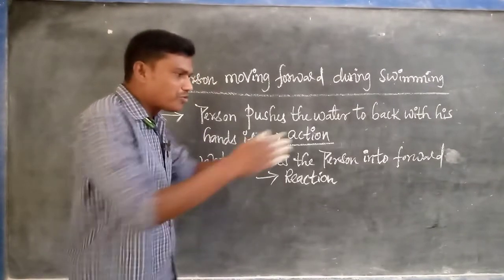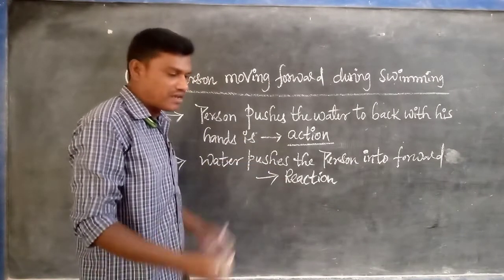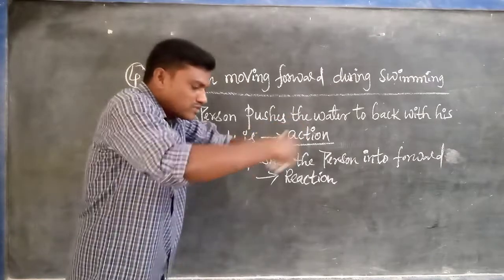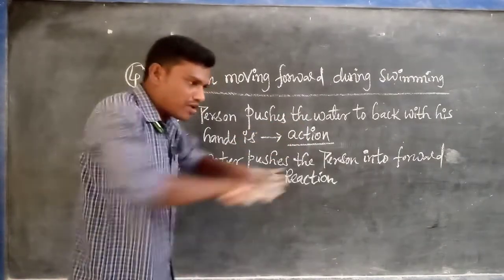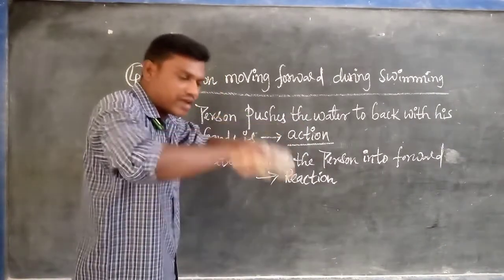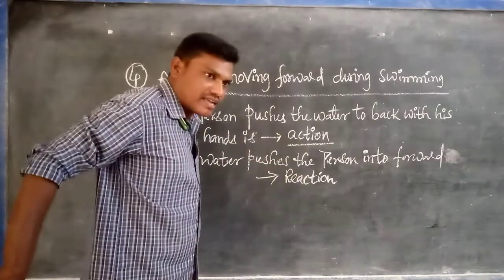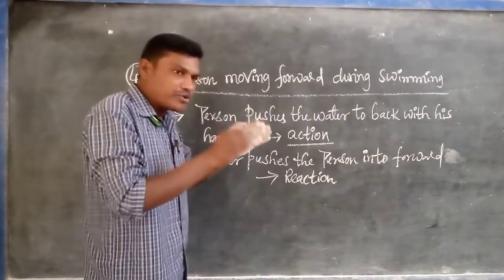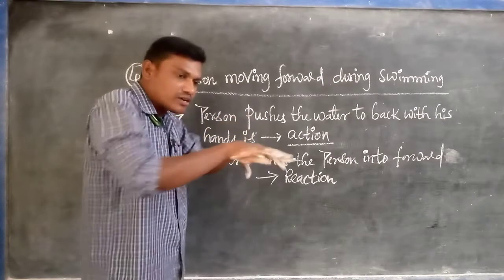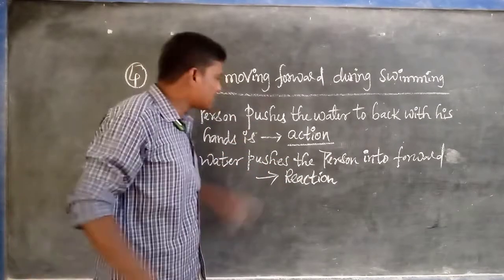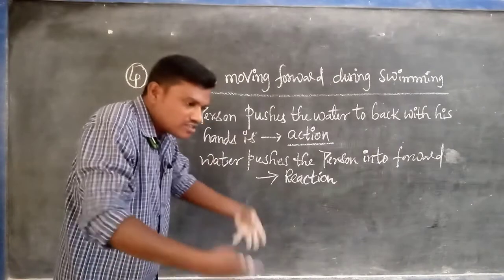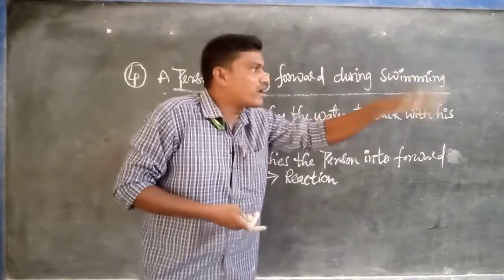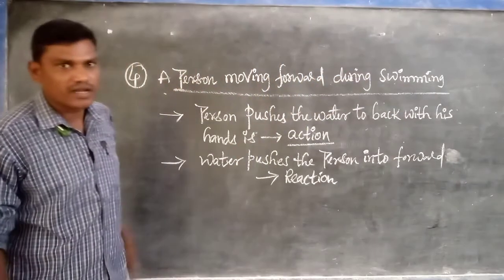We know that during swimming, you are observing that with the help of our hands, we push the water to the back like this. When you are swimming, with the help of our hands, we push the water to the back. That is the action. Initially a person during swimming pushes the water to the back with his hands. That is the action. Then the water pushes our body into the forward. That is the reaction. Understanding or not?